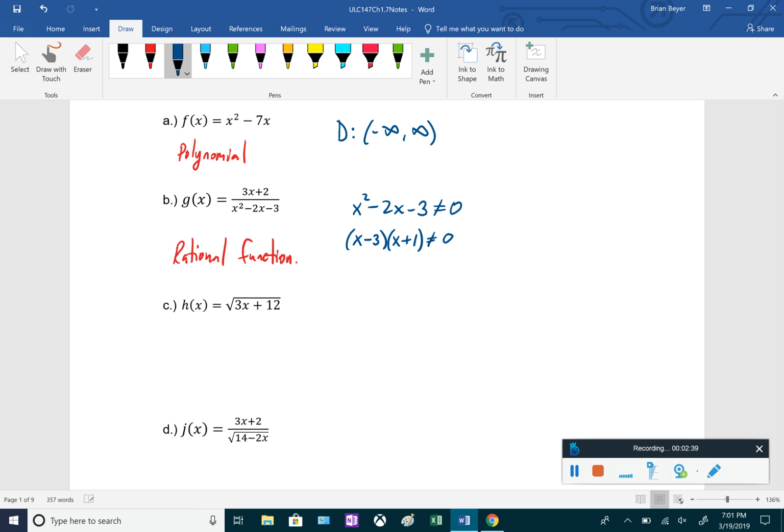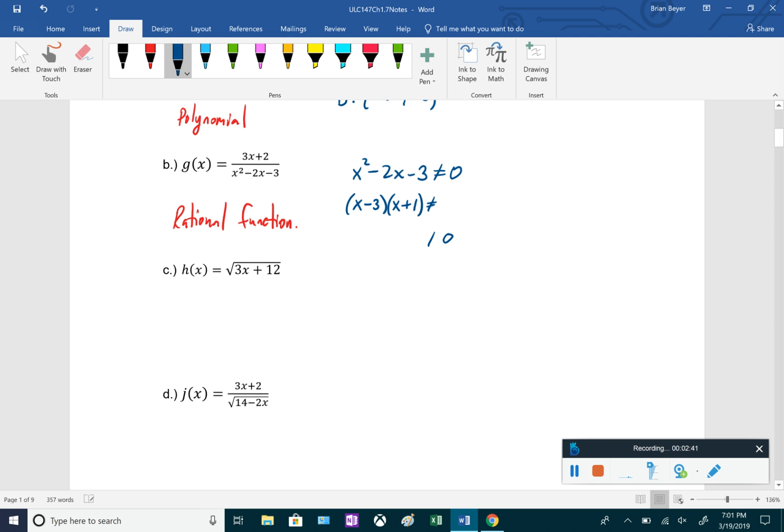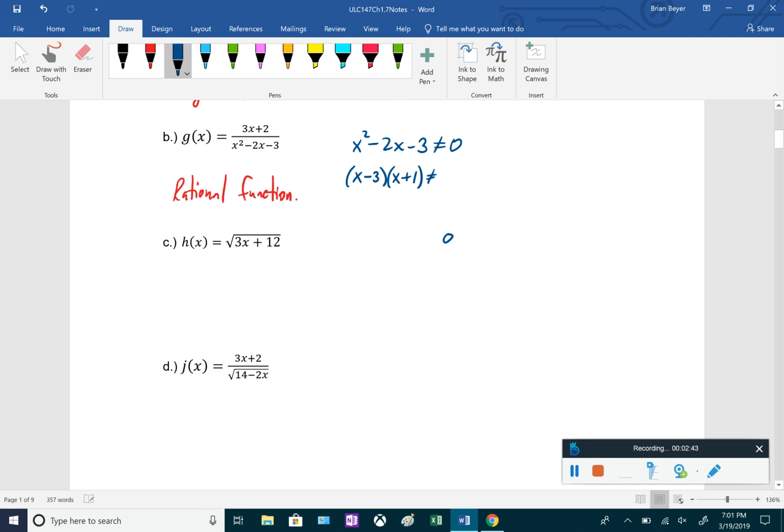At this point we set those factors equal to 0. Unless you want to write it out, we think x minus 3 equals 0. This is something called the zero product property. Something times something equals 0, so one of those things has to be 0. If x minus 3 equals 0, that means x has to equal 3. And if x plus 1 equals 0, that means x has to equal negative 1. So this means that x cannot equal negative 1 or 3.